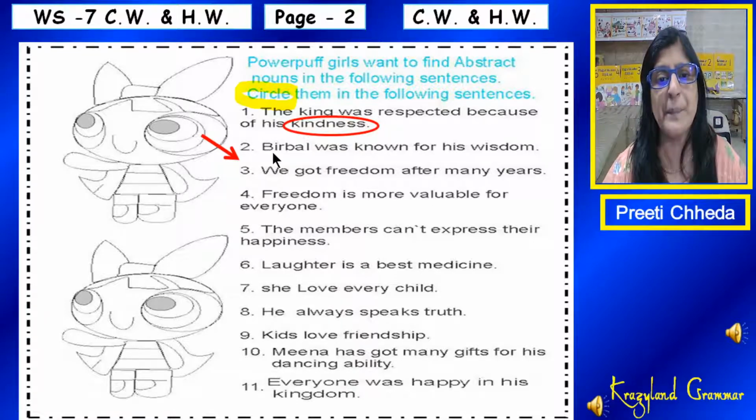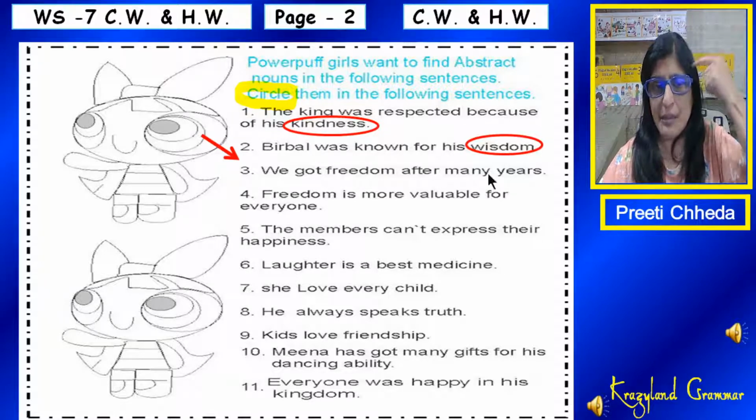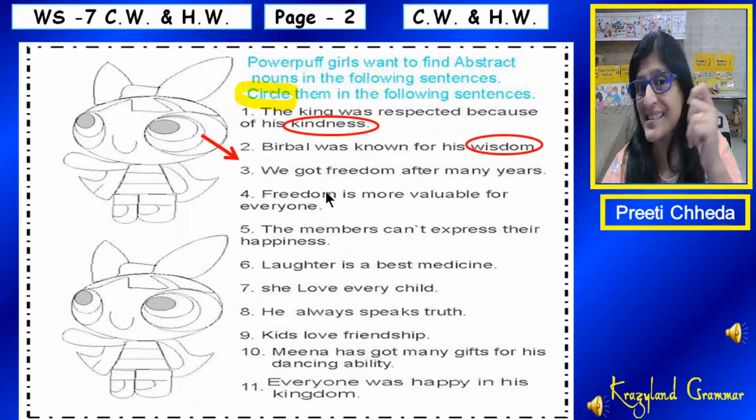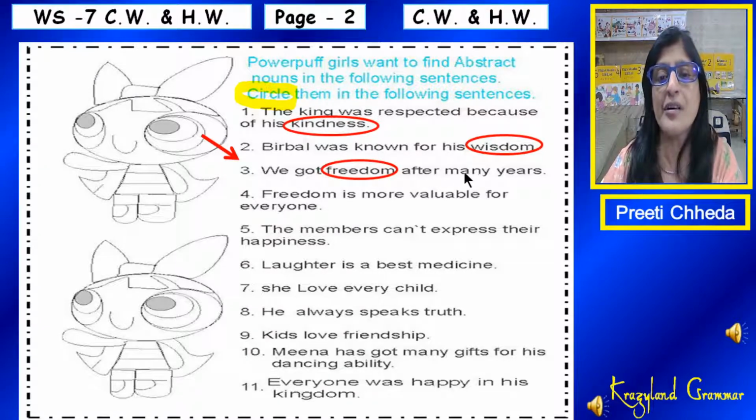Okay, kids. Birbal, no. Was, no. Known, no. For, no. His, no. Wisdom. Wisdom, matlab buddhi. Next, we, no. Got, no. Freedom, yes. So freedom is the correct answer. So it's an abstract noun. After, no. Many, no. Years, no.